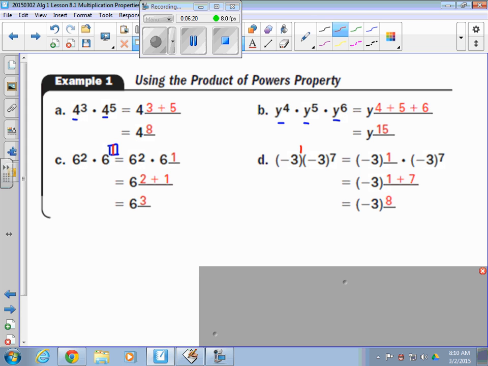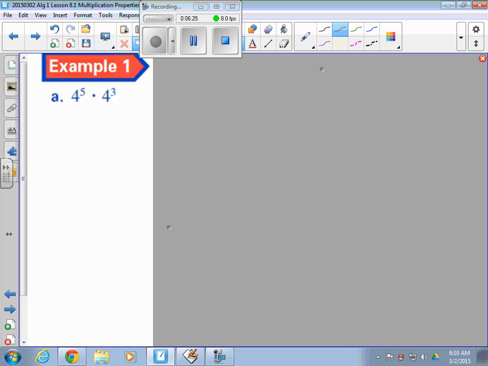Let's practice that. You have an entire back sheet with nothing else on it. Take 20 seconds to do this one.